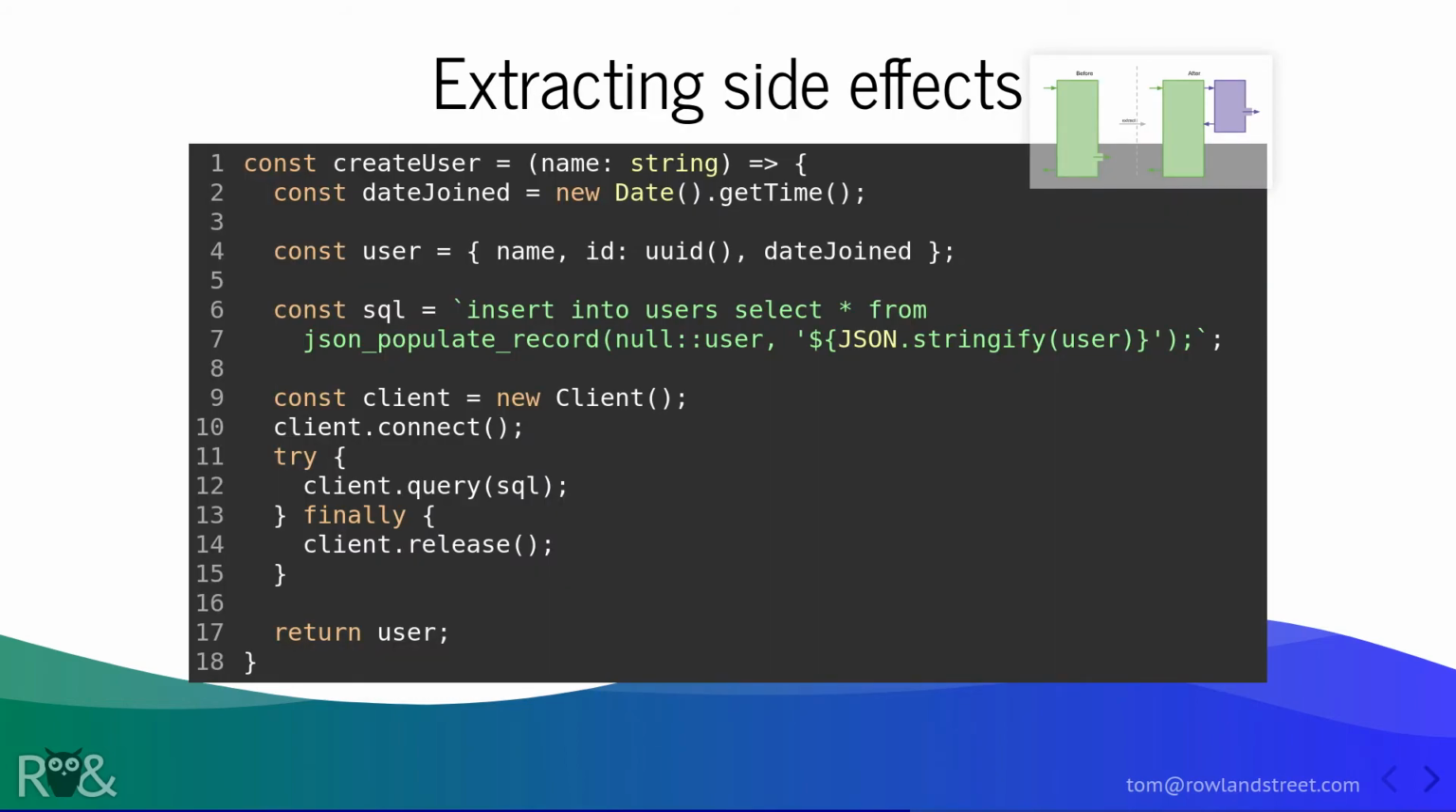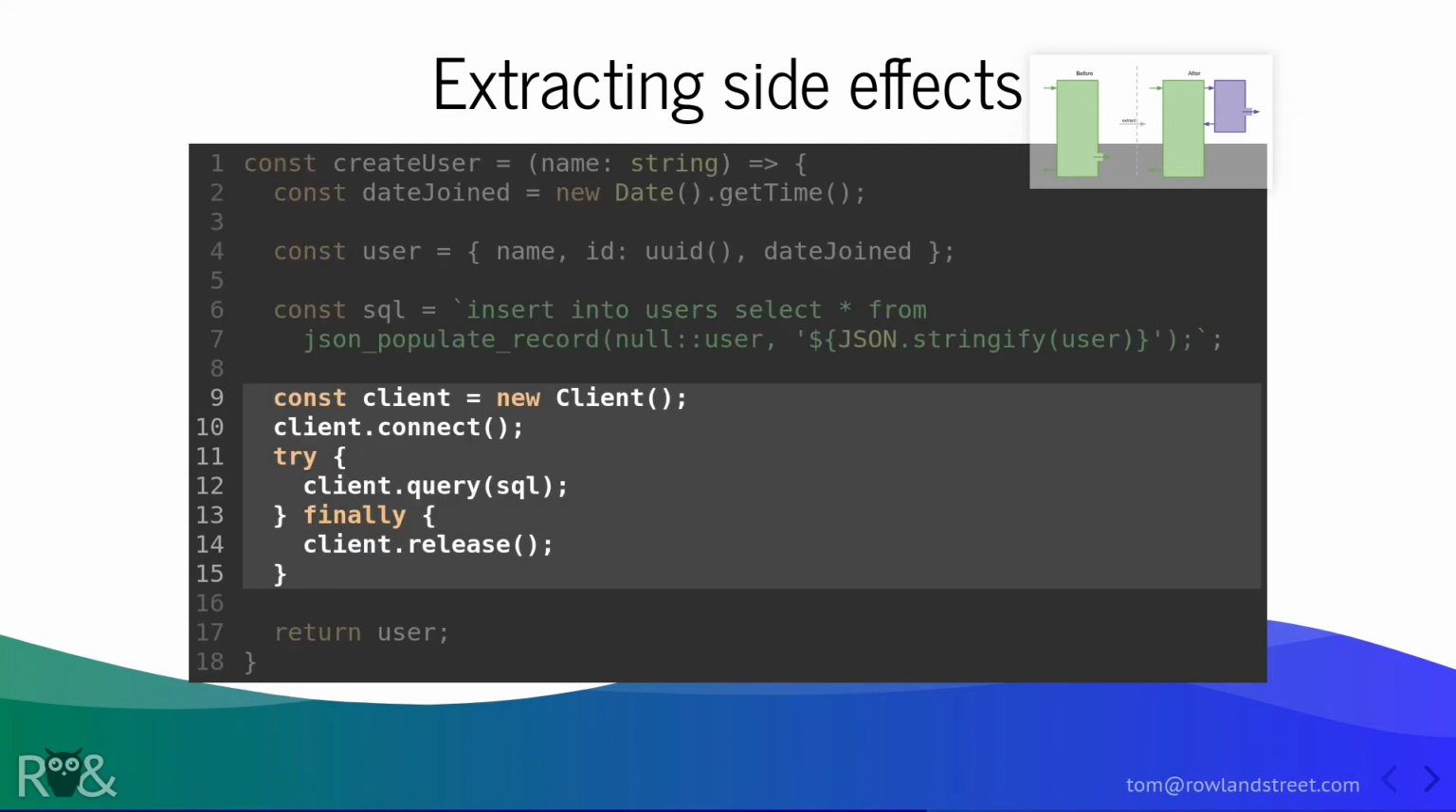So I'm going to use this TypeScript functional unit. It's called create user. It's going to create a user for our web app. The input is the username and the output is the newly created user. It does a few things. It creates a date, creates a timestamp, and then it creates a new user with a new ID. It then constructs some SQL to insert that user into the database, and then it actually inserts it into the database.